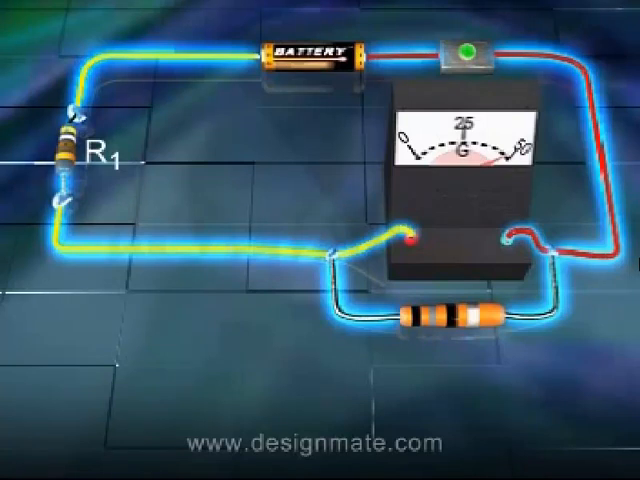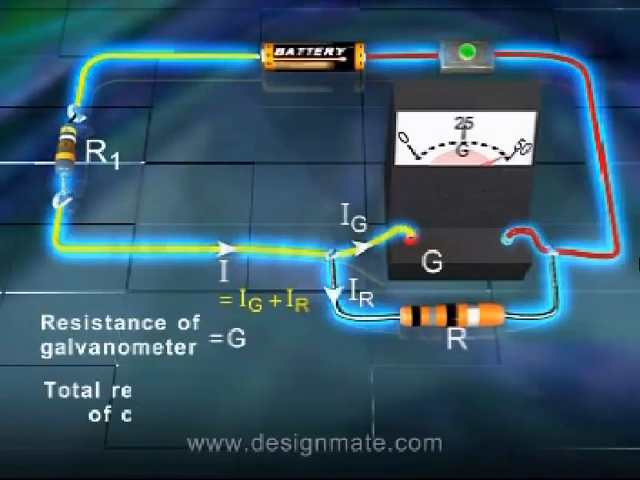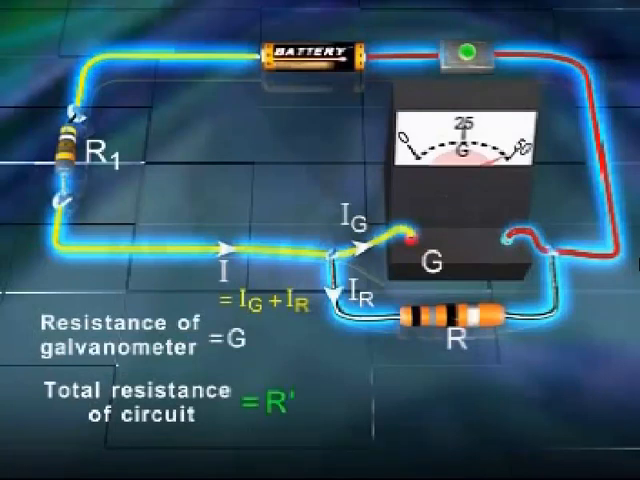Suppose that we want to measure the potential difference between the ends of a resistance R carrying some current I in a circuit, when a galvanometer of resistance G is connected across R. The total resistance of the circuit becomes R' = R1 + RG/(R+G).